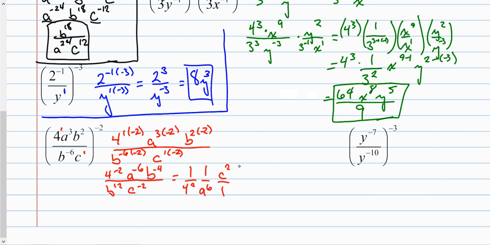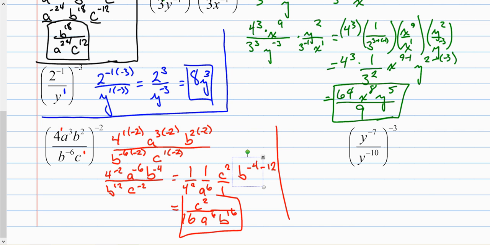But I do want to talk about this b to the negative 4 minus 12, because that's going to give me a b to the negative 16, excuse me. So when all is said and done, I have a c squared on top, a 16, that was my 4 squared, an a to the 6th, and a b to the 16th. That is the final answer for that one.